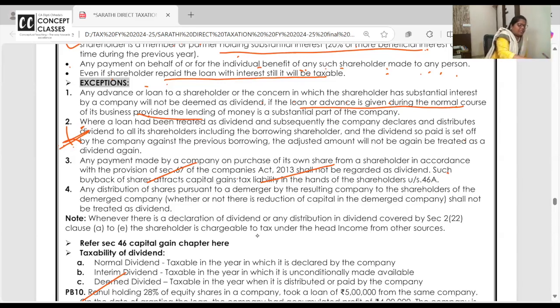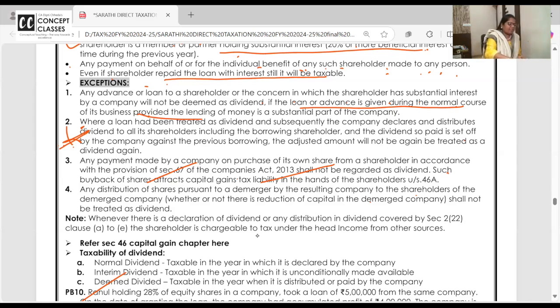I've already given you a nice table in the capital gain. Please watch the third lecture of the capital gain for buyback, wherein earlier the company used to pay the tax. Now buyback is taxable in the hands of the shareholders as dividend. Any distribution of shares pursuant to a demerger by the resulting company to shareholders of the demerged company shall not be treated as dividend.